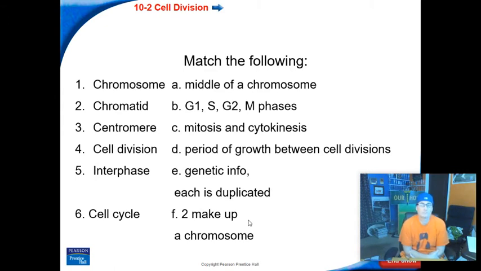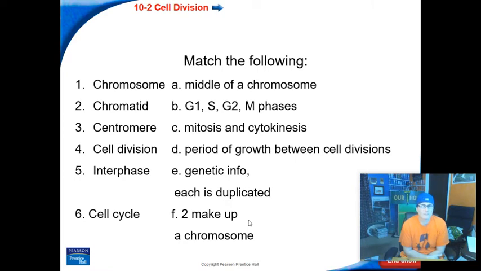Where's that? I almost gave it away. A. Middle of a chromosome. Good. Cell division. C. Good. Mitosis and cytokinesis make up cell division. Interphase. D. Period of growth between cell divisions.